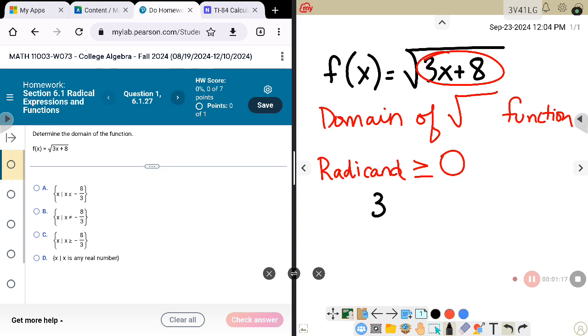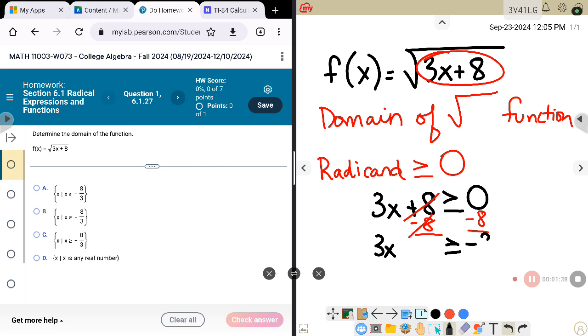0. So you just set up whatever your radicand is, in this case 3x plus 8, and say that needs to be greater than or equal to 0. And then solve it for the x. So subtract the 8 from both sides here. So now I have 3x needs to be greater than or equal to negative 8, and then divide by 3. So your x needs to be greater than or equal to negative 8/3.